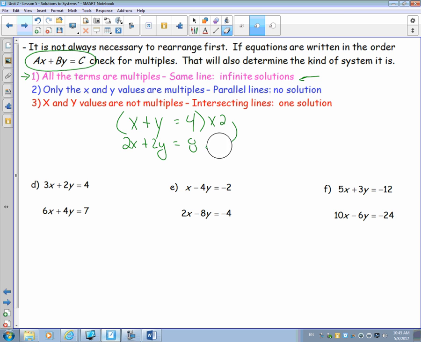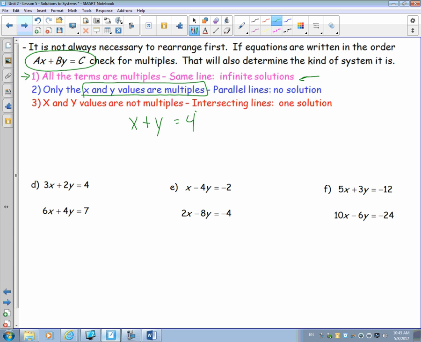Okay. What if, again, we'll take the nice easy one here, x plus y is 4. And I notice that my x's and my y's are multiples. So for instance, 2x plus 2y, but the number is not doubled. Well, that would tell me that they're parallel. I know they're parallel because my slope comes from my x and my y values.